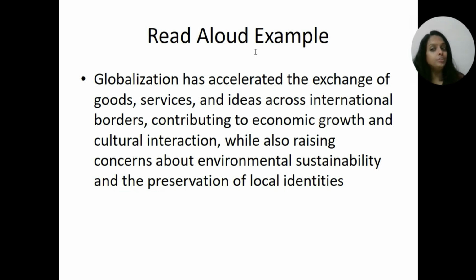Now, if you have noticed, I have used chunking. Here, you're not reading words, you are delivering meaningful units. For example, the first one, globalization has accelerated. That's your idea one. Exchange of goods, services, and ideas. That's your idea two. So this makes your speech natural, smooth, and scoreable.